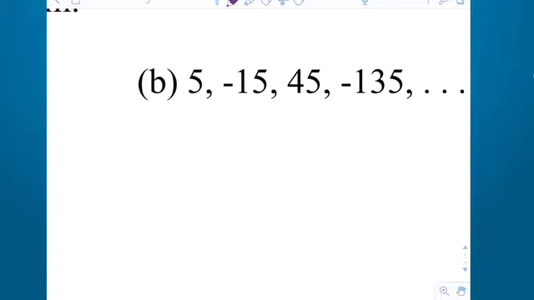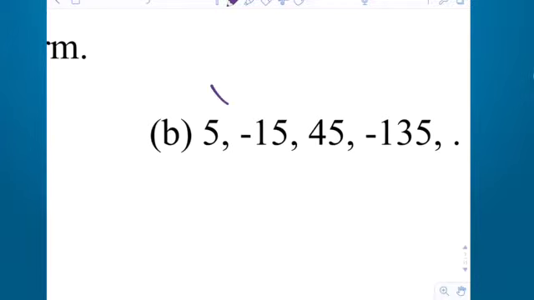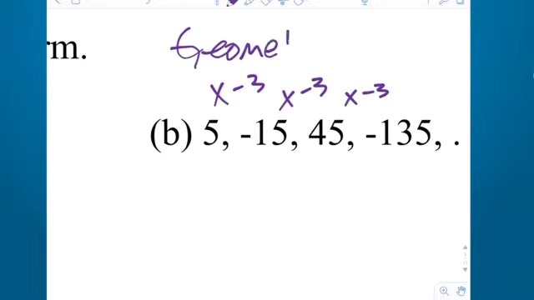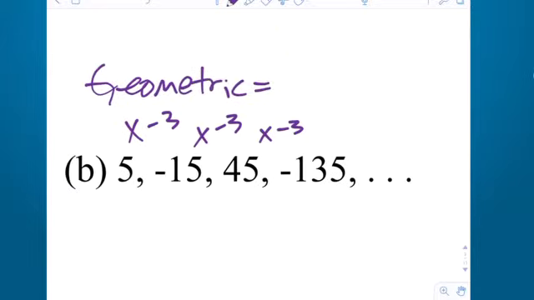All right, the next one here: 5, negative 15, 45, negative 135. Times negative 3. Good. Now, anytime you're multiplying or dividing by the same number to get the next term, it's not arithmetic. We call it geometric. And geometric is essentially what we did with x's instead of n's. It's the same thing as exponential. They're really the same, okay?